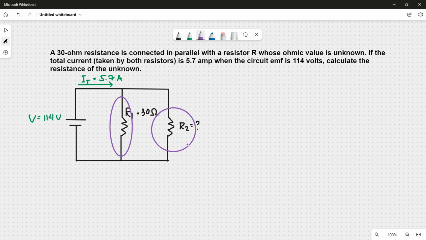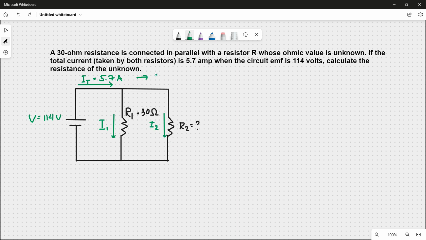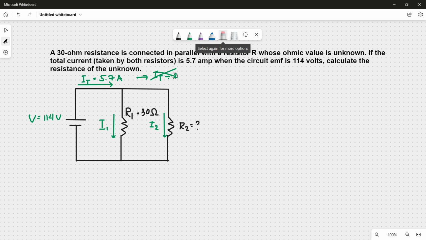Since the two resistors are connected in parallel, the current flowing out of the source will split in this node, and will combine again in this junction, going back. Therefore, the current flowing through these two resistors are of different values. Note that you cannot just divide 5.7 into 2, okay? We can get the current by using Ohm's law.